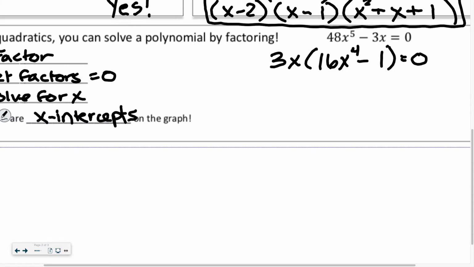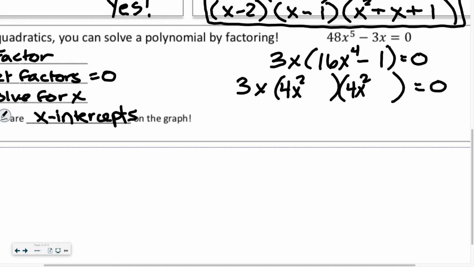Perfect square. 16 is a perfect square. X to the 4th is a perfect square. 1 is a perfect square. So we're going to factor by difference of perfect squares. 4x squared is the square root of 16x to the 4th. So we use our square roots instead of our cube roots. What's the square root of that second term? 1. Yeah, plus and minus. And then 1 is plus and 1 is minus. That one's so easy. Okay.